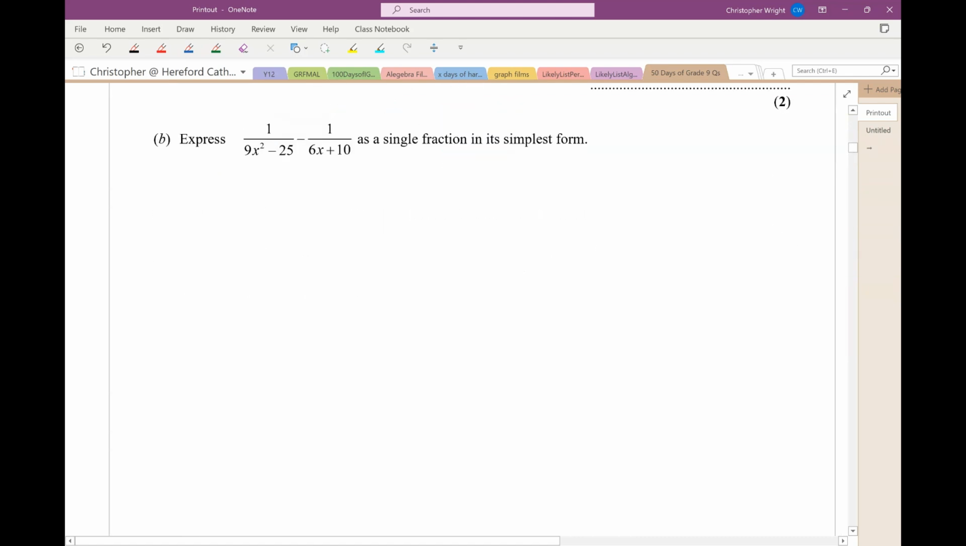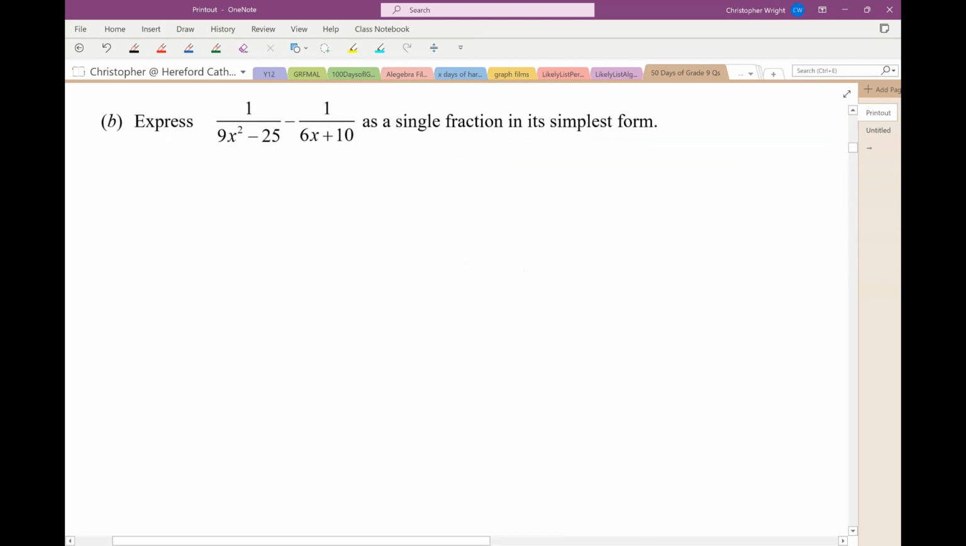Right, we're subtracting fractions here, aren't we? Algebraic fractions. Now, before we get started, let's write these fractions in a somewhat simpler form. You see on the bottom there, I've got 9x squared minus 25. Well, that's the difference of two squares, because 9x squared is 3x squared and 25 is 5 squared. So that can be written as 1 over 3x plus 5, 3x minus 5.